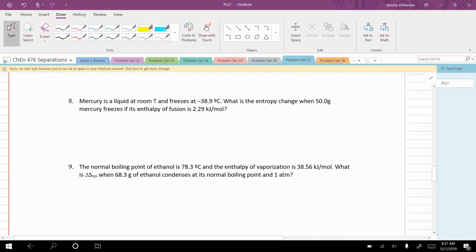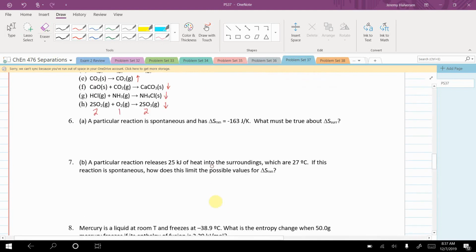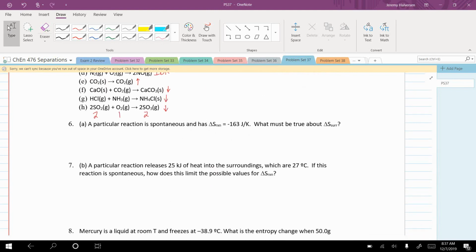All right, where are we at? We've got a ways to go. A particular reaction is spontaneous and has delta S of reaction of negative 163 joules per Kelvin. What must be true about delta S of the surroundings?